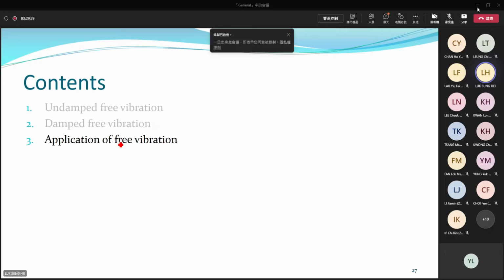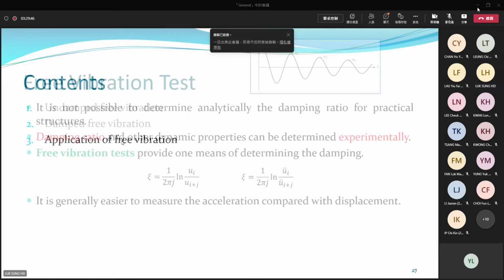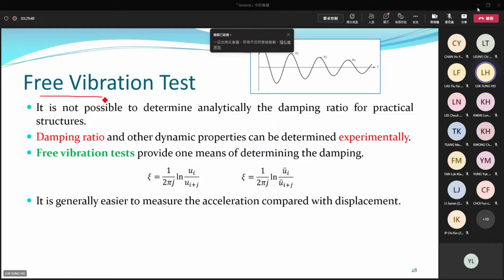Finally, the last part. The last part is quite short. Application of free vibration. Actually, we have already discussed. You can use free vibration response, just like displacement, to evaluate damping ratio using the log decrement property, the one that we mentioned at the end of section 2. You can use log decrement property to find out the damping ratio.